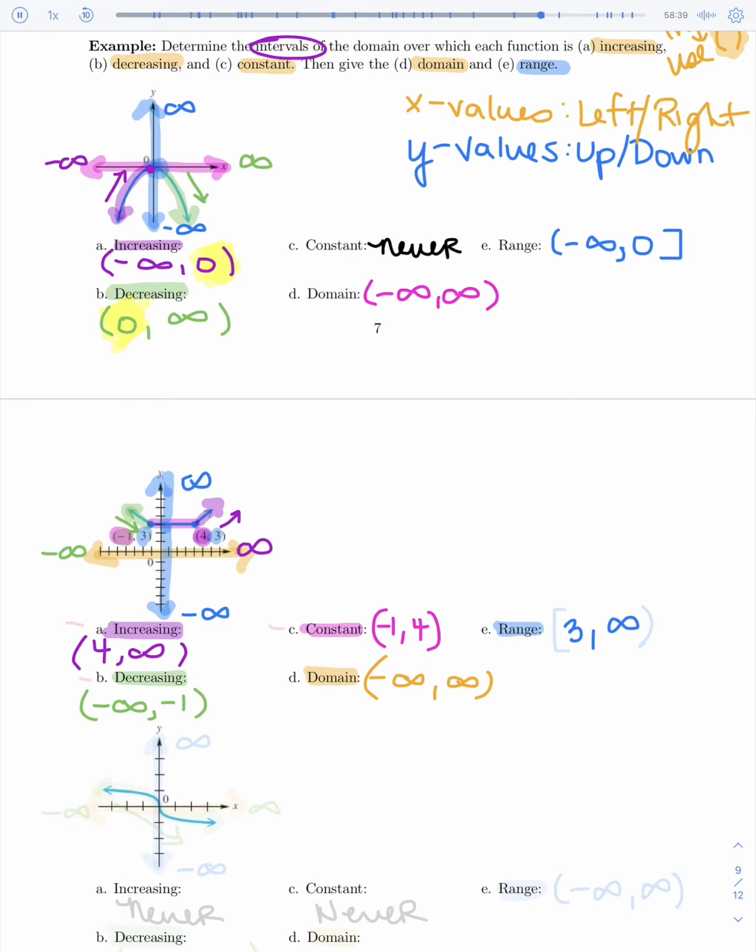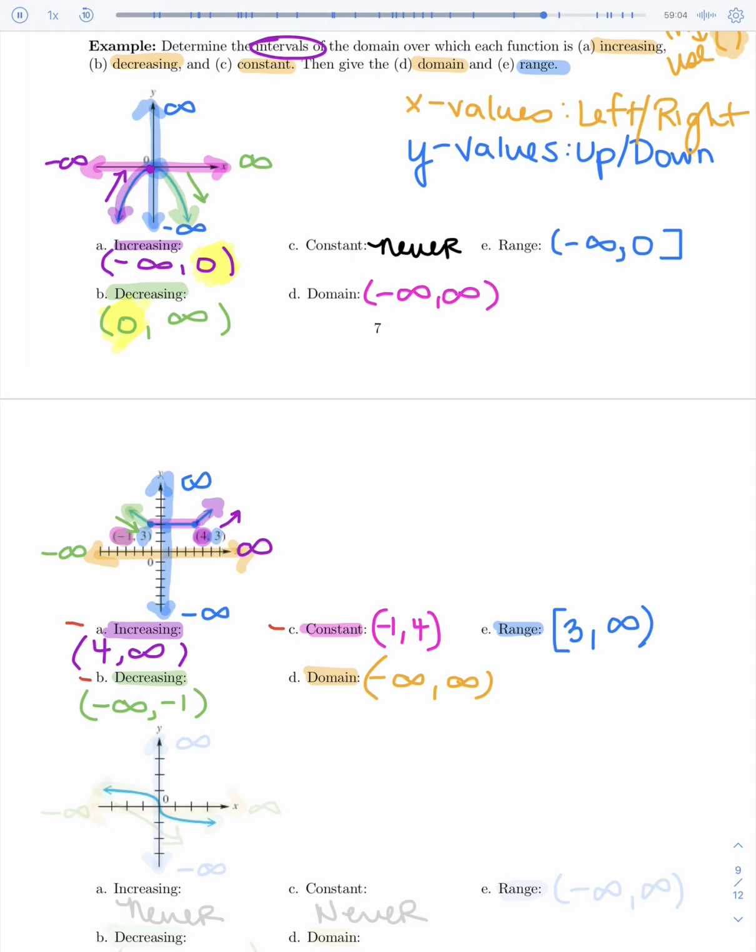And again, remember, infinity always uses a parentheses. Now the question is, what's going on at 3? Well, there is a graph at 3, so we need to include it. So I'm going to use a bracket. Remember, the only time we really are forced to use open intervals is with the increasing, decreasing, and constant.